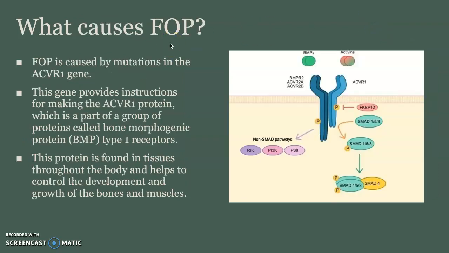So what causes FOP? FOP is caused by mutations in the ACVR1 gene, and this gene provides instructions for making the ACVR1 protein, which is a part of a group of proteins called bone morphogenic protein, or BMP, type 1 receptors. This protein is found in tissues throughout the body and helps to control the development and growth of the bones and muscles. On the right here, you can see an image of what the gene and protein look like.